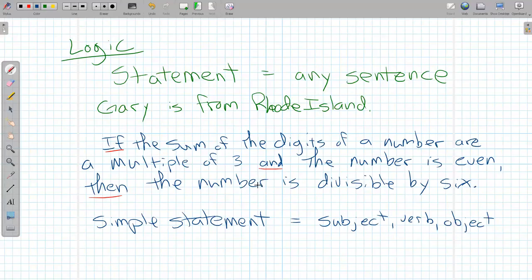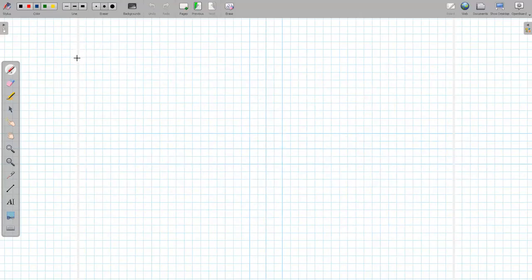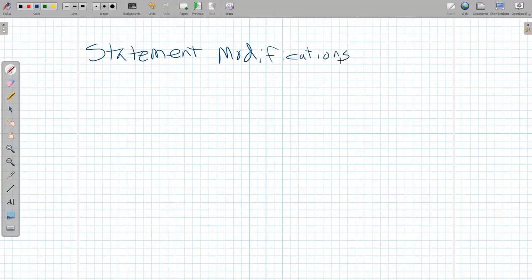So let's see. Other things I wanted to mention, yes. So we're going to stick on simple statements for a little bit and then move up to more complicated ones. Things we can do with statements. So statements, say modifications. In the simple sense, we could take the opposite of a statement. So the opposite of Gary is from Rhode Island would be Gary is not from Rhode Island.